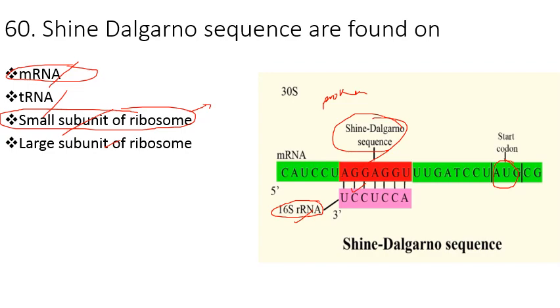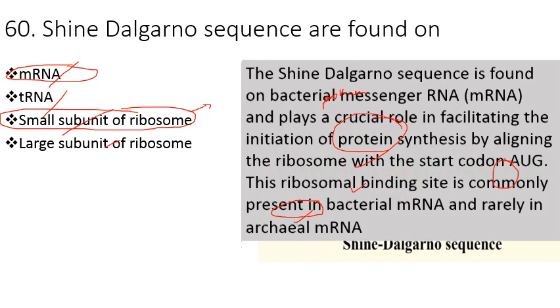the smaller subunit of ribosome. So Shine-Dalgarno sequences are found on bacterial messenger RNA and play a crucial role in facilitating the initiation of protein synthesis by aligning the ribosome with the start codon AUG. Thus, the ribosomal binding site is commonly present in bacterial mRNA and rarely in archaeal mRNA. So this is mostly found in prokaryotic mRNA.